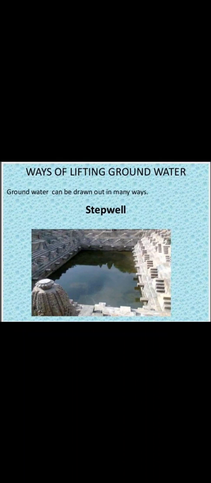So first is the step well. So what is a step well? A step well is a well having steps on all its sides. Earlier people used to draw the groundwater from the baolis or the step wells, and these step wells were built by kings to collect and store the rainwater, and they served as a constant supply and backup during drought conditions, and also it was a place where community activities and religious ceremonies were held.